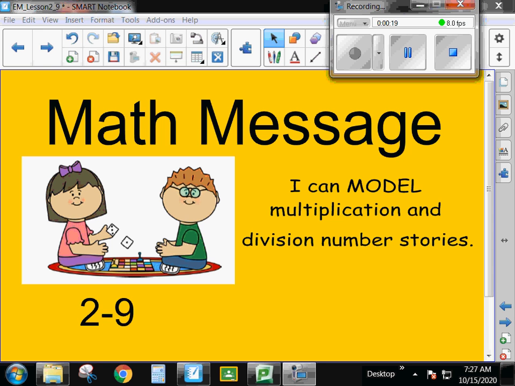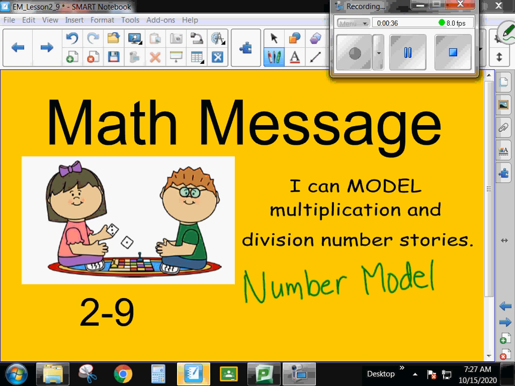All right, in this lesson, we're going to work on modeling multiplication and division number stories. A lot of times you hear us say to write a number model. A number model looks exactly like the problem. We talked about how a model airplane or a model car looks exactly like a real car or a real airplane. So when we're doing number models, we're doing a number sentence, but it looks exactly like the problem. So we're really going to work on some multiplication and division word problems, but we're really going to work on modeling those problems.